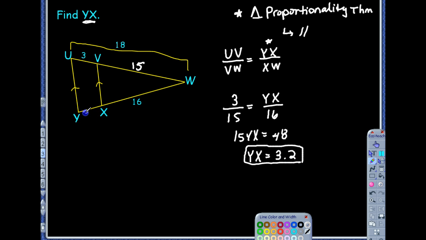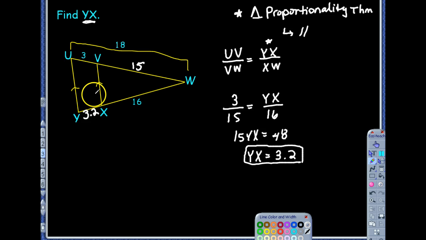Now, this is something that you could easily check. You can check your proportion: if you put in 3.2, does 3.2 times 15 actually equal 48? Kind of cross multiply. The other thing you can do is eyeball it. Notice that 3.2 compared to this 3 is a little bit bigger, and 16 is a little bit bigger than 15. So in a sense, it is logical. If I got YX to be less than 3, that would be an issue.